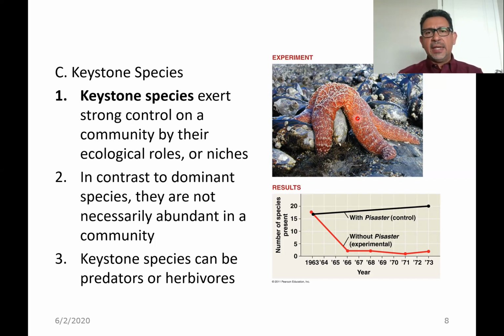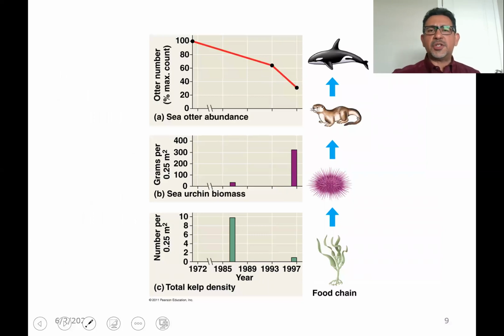In some cases, keystone species can also be herbivores. And there are other studies that have been done with snails, with elephants in Africa. It's considered to be a type of keystone predator because even though elephants are not really abundant or numerous, their presence helps preserve the diversity of the savannas where elephants live. And this is just another picture showing what happens with a keystone predator. In this case, we're looking at sea otters.